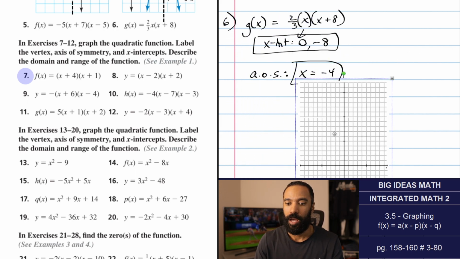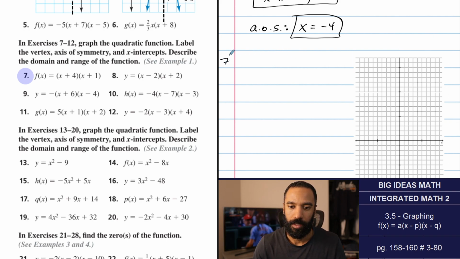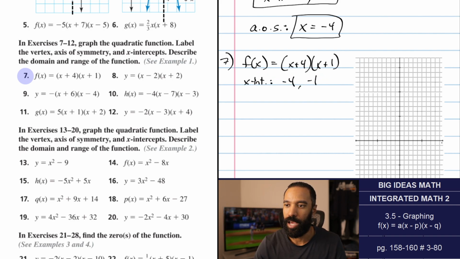Okay. So on number 7, we have f of x equals, in factored form, (x + 4)(x + 1). Therefore, we do have x-intercepts. I'm going to find those first. We have x-intercepts of -4 and -1. I'm going to begin by plotting those. So -4 and -1. Now, the axis of symmetry would be exactly halfway between here.